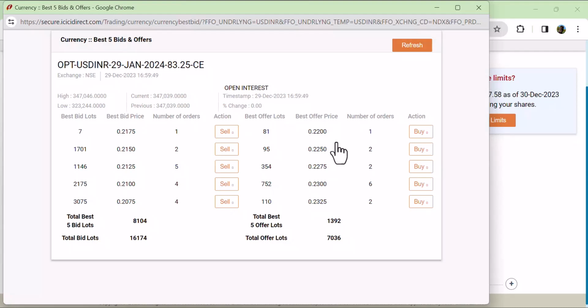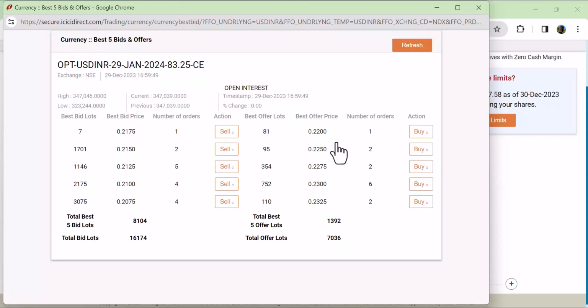First is 7 bid lots. This guy is offering 0.2175. That means the guy who has placed the order has put it at 0.2175. We can even put that, because this is the best offer price. Somebody is saying that I want to buy at 0.2175. Okay, fine. And the second guy says 0.2150. So the first priority in the order will be 0.2175 because he's offering more premium. The second guy is offering less premium, so he'll come second.